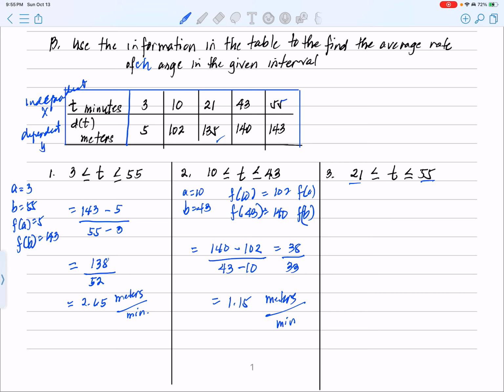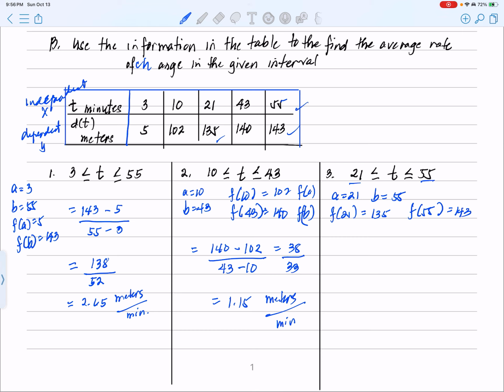Okay. Let's have the third one. The interval is 21 to 55. Okay. So A is 21, B is 55. So the function when it's 21, it's 135. F when it's 55, 143. You look at the table, right? Just look at the table.